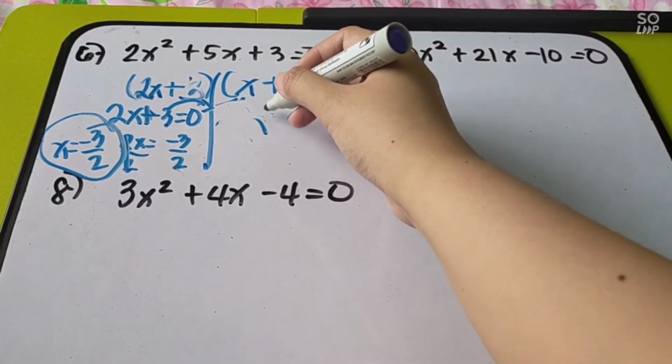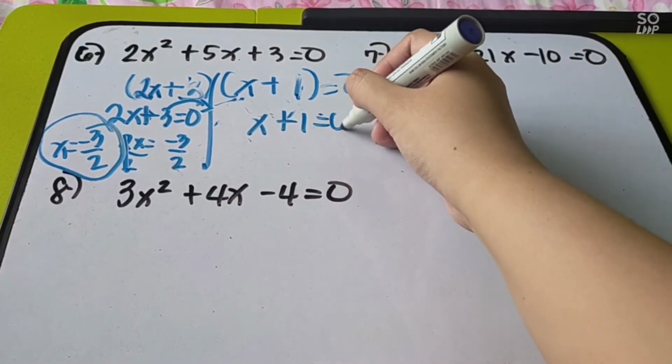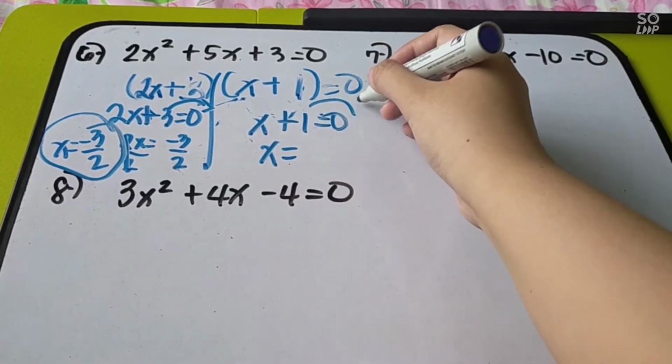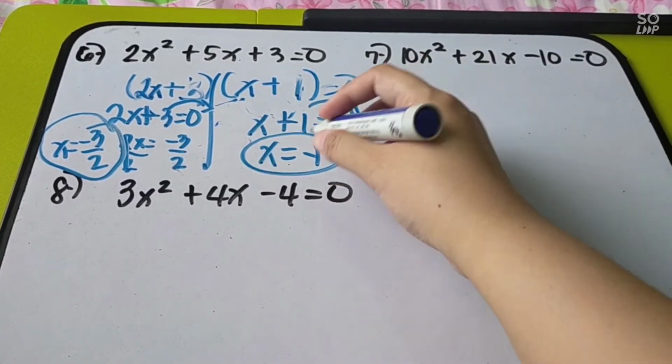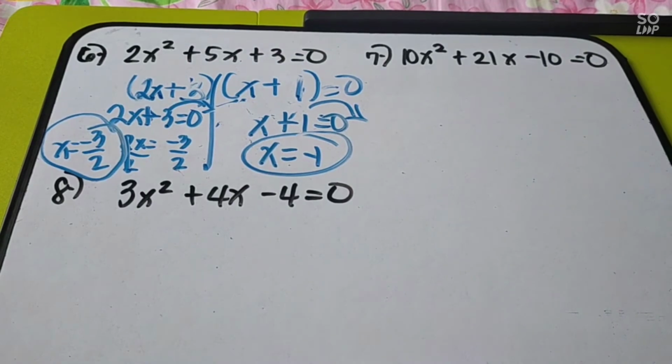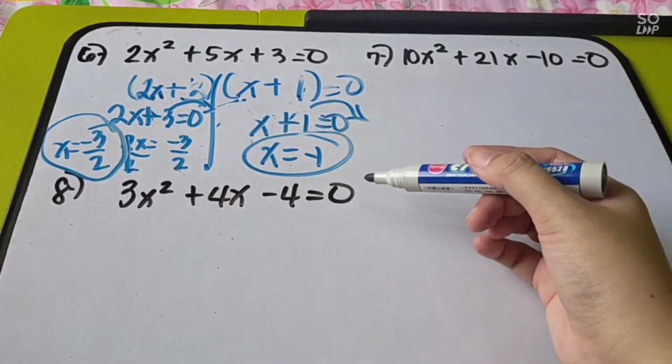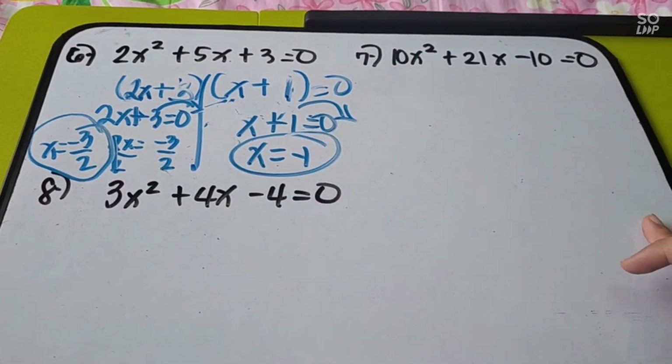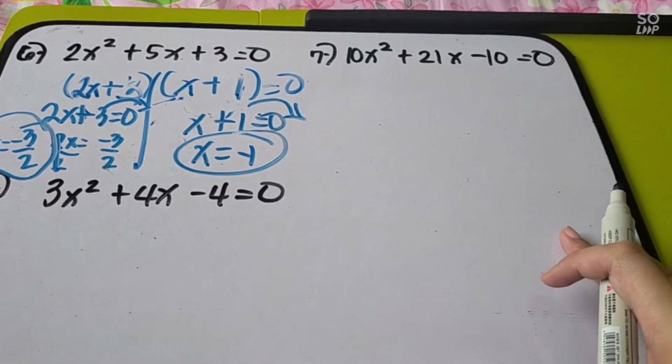How about this one? X plus 1 is equals to 0. X is equals, just transpose, we have here negative 1. We're done. So, your x here is negative 3 over 2 and x is equals to negative 1. Is it clear? Next tayo, let us have number 7.